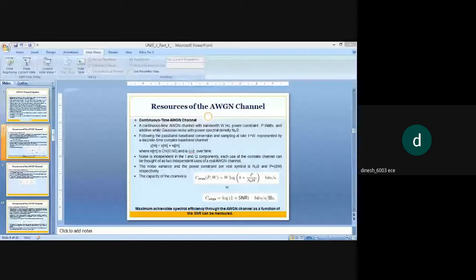So this is the spectral efficiency of the additive white Gaussian noise channel in flat fading: log to the base 2 of 1 plus SNR versus the signal to noise ratio. If the signal to noise ratio is 20, the spectral efficiency will be around 3.8.